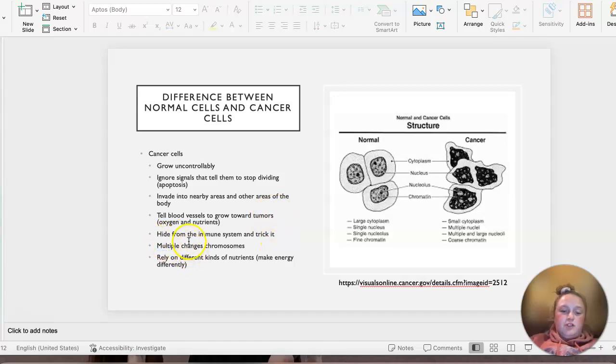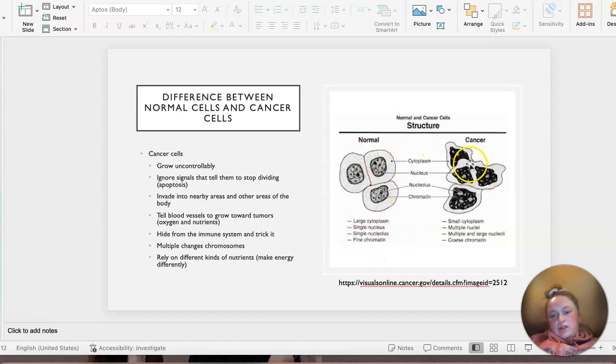And there are multiple changes to the chromosomes within the nuclei. Sometimes there's double the amount of chromosomes, or half the amount, and all of that stuff. And they rely on different kinds of nutrients, and thus they make energy differently, which allows them to survive in certain environments better than normal cells.